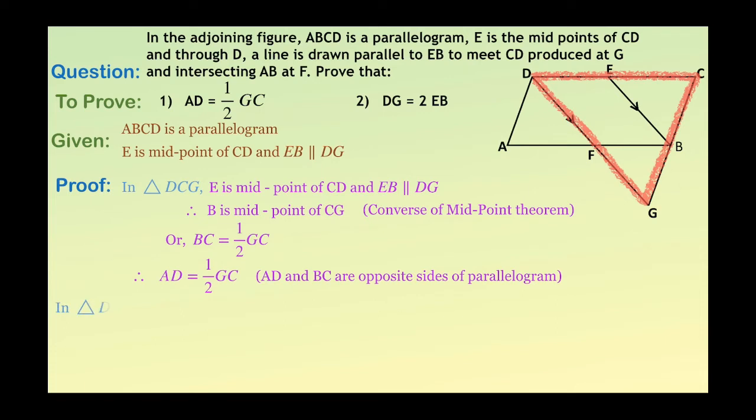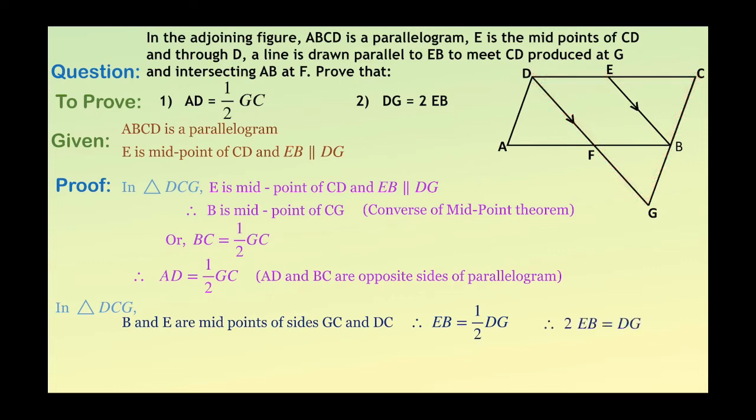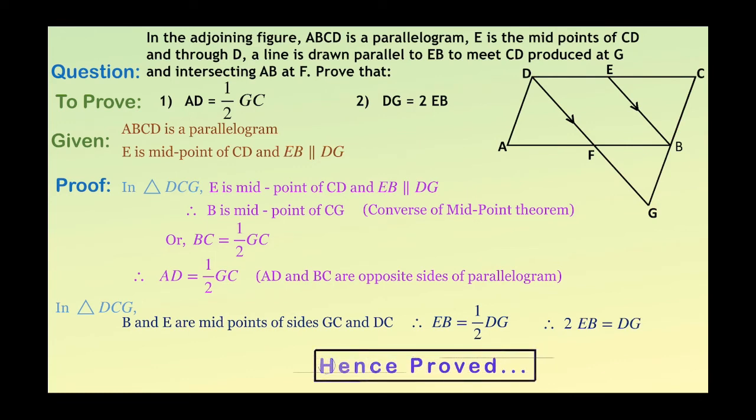Now as we have seen in the triangle that B is the midpoint of CG and E is the midpoint of side CD, which is given, we can use the midpoint theorem and say that EB is half of DG. Or if we cross multiply these two on the left hand side, we get our second required proof. Hence, this question is proved.